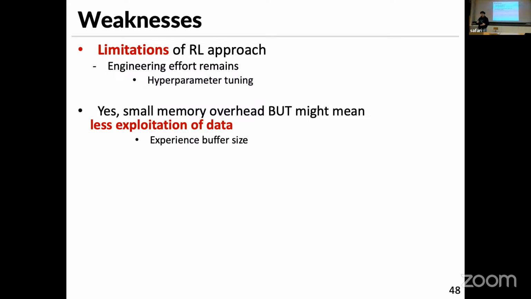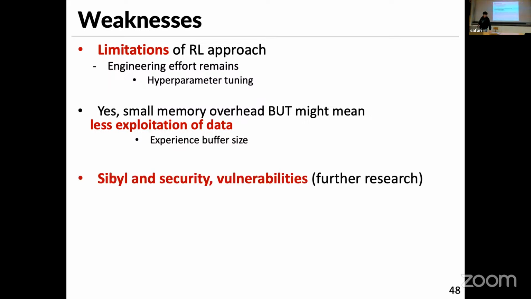Or rather, if you look at it this way, if you have a pattern which spans over 2,000 IO requests, but you only have an experience buffer size which can hold 1,000 requests, then you cannot figure out this pattern. And so there's always going to be a limitation of the RL approach or of Cibil. And this goes also into hyperparameter tuning. You need to manage to figure out a good experience buffer size.